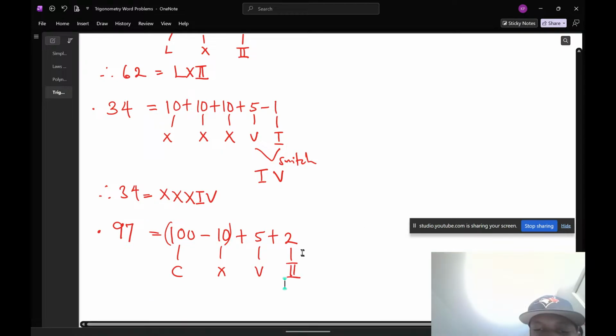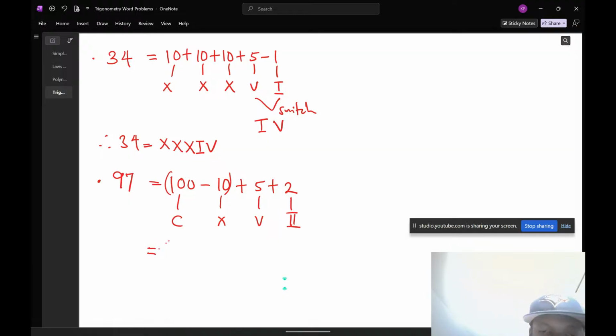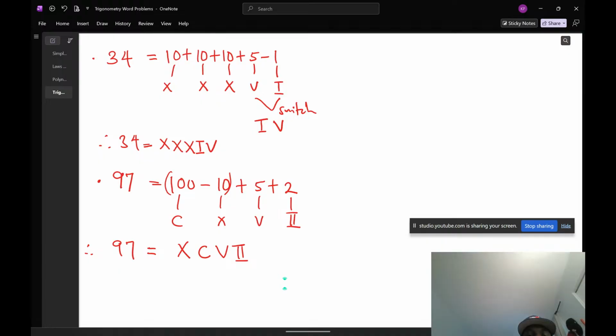Okay. I said it. When a smaller Roman numeral is written before a bigger one, you switch the position of both Roman numerals. Okay. So CX will now be changed to XC. Then we write the one for 5, which is V, the one for 2, which is II. So therefore, we say that 97 is equal to XCVII. Okay.